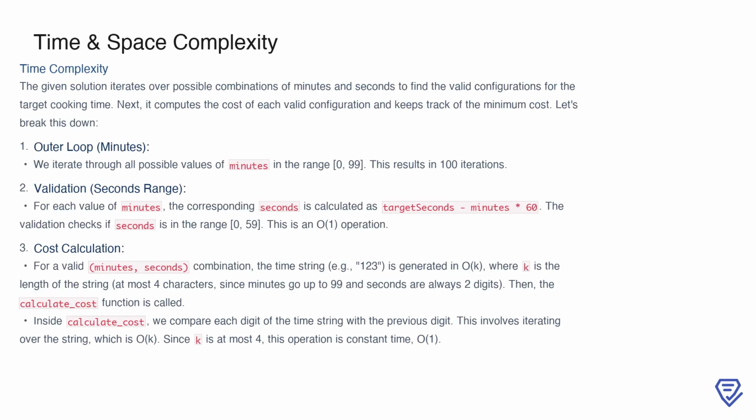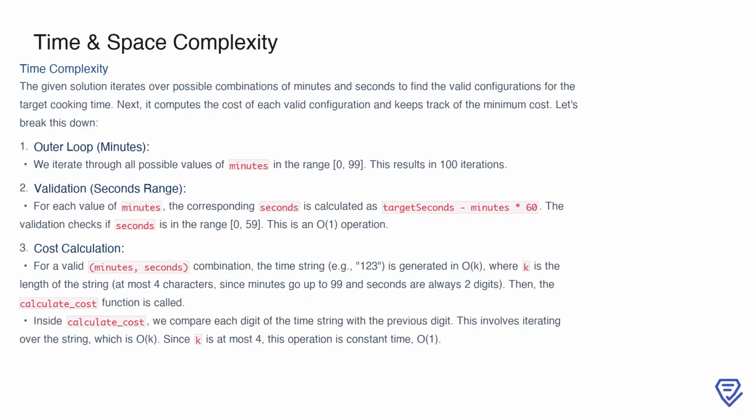To analyze the time complexity of this solution, we start by considering the iterations over possible combinations of minutes and seconds. The outer loop iterates through all possible values of minutes, which can range from 0 to 99. This gives us 100 iterations. For each value of minutes, we determine the corresponding seconds by subtracting the total seconds used by the minutes from the target cooking time. A quick validation step ensures that seconds falls within the valid range of 0 to 59. This validation is an O(1) operation since it only involves a simple check.